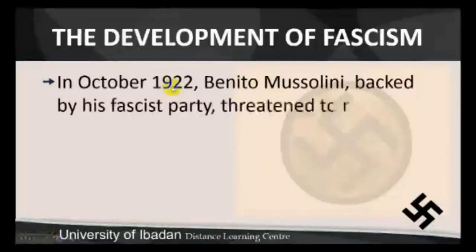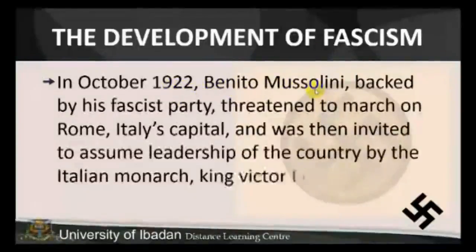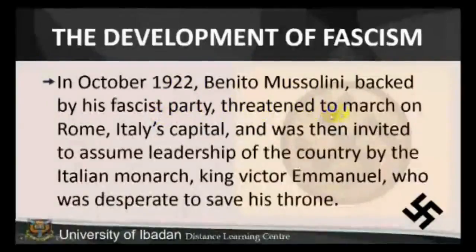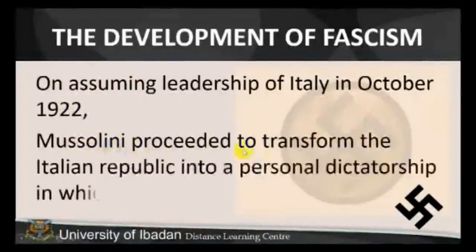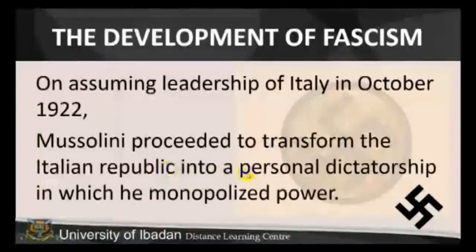In October 1922, Benito Mussolini, backed by his fascist party, threatened to march on Rome, Italy's capital, and was then invited to assume leadership of the country by the Italian monarch, King Victor Emmanuel, who was desperate to save his throne. On assuming leadership of Italy in October 1922, Mussolini proceeded to transform the Italian Republic into a personal dictatorship in which he monopolized power.